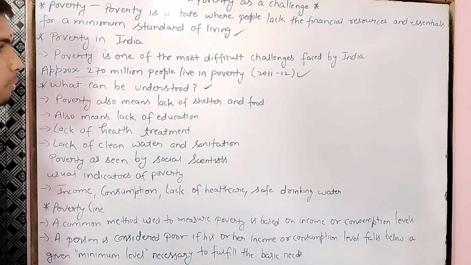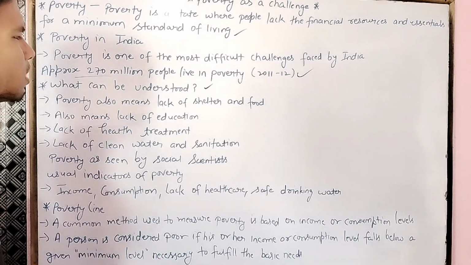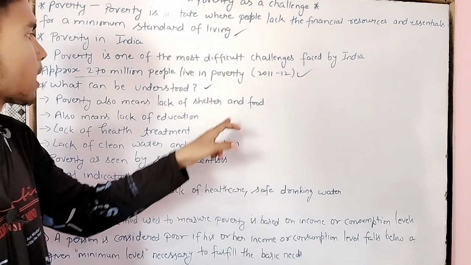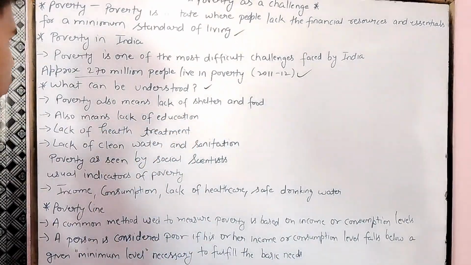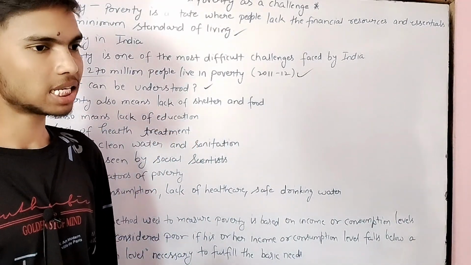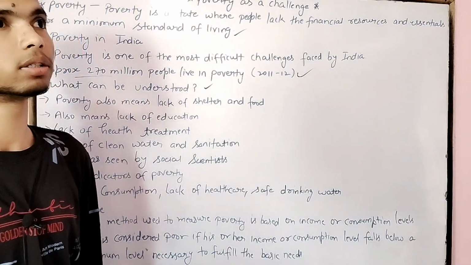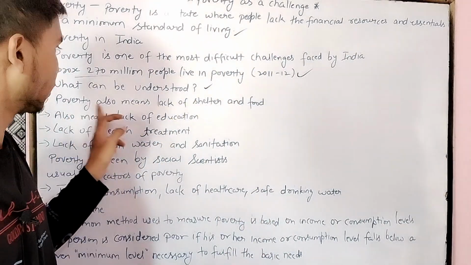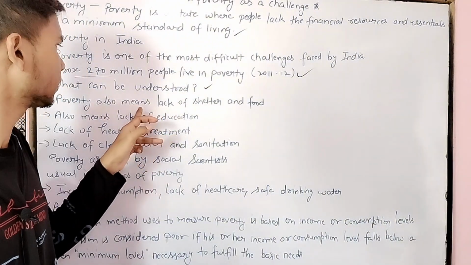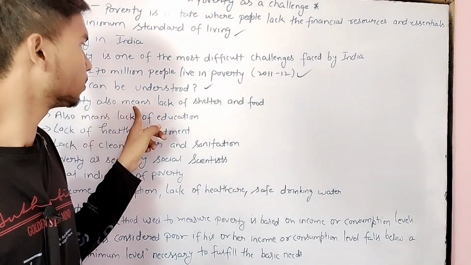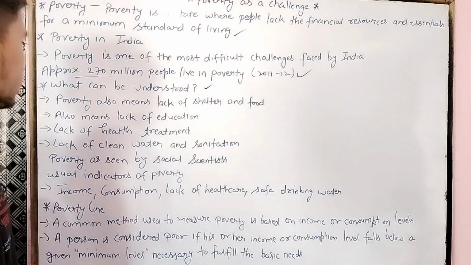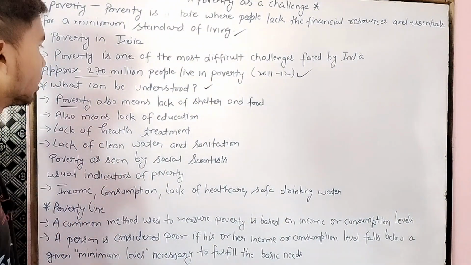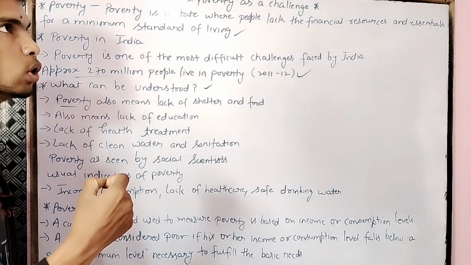What can be understood? Poverty also means lack of shelter and food. As I was telling you in the definition of poverty, I told you about it. Apart from this definition, poverty also means a lack of shelter and food.